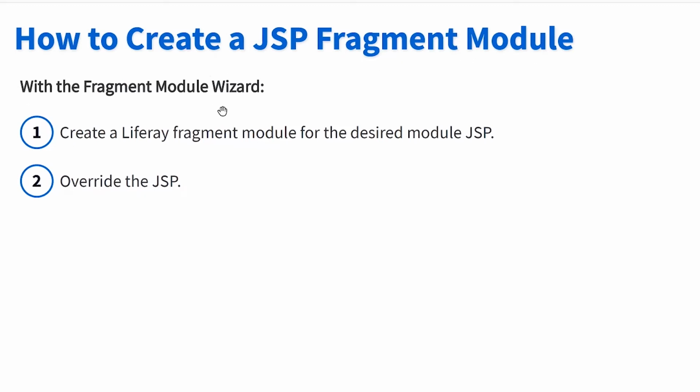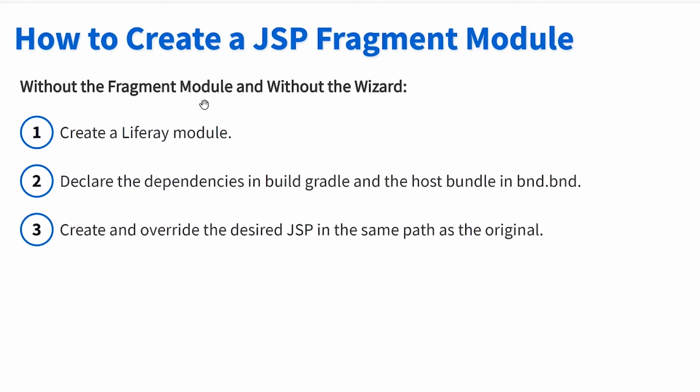So with the fragment module wizard, we're going to create a Liferay fragment module for the desired module JSP, and then override that JSP. Without the fragment module wizard, we're going to have to create a Liferay module, declare the dependencies in the build.gradle and the host bundle in bnd.bnd. And then third, create and override the desired JSP in the same path as the original.